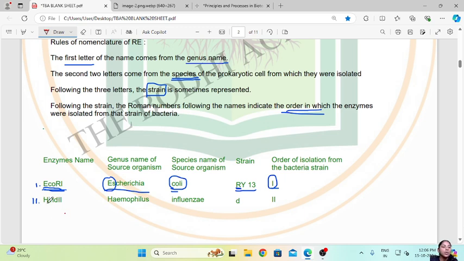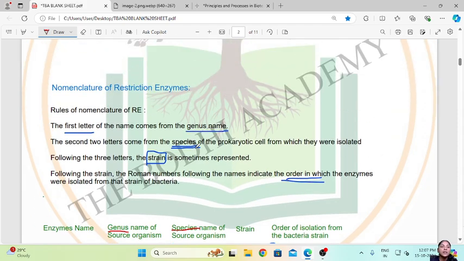Then talking about the next one, which is HindII. The genus name of the source organism is Haemophilus, so H we have taken from here. Then the species name was influenzae, so I and N, HIN. Then the strain is D. So HindD, and the order was 2. So HindII. This is how we name the different enzymes.